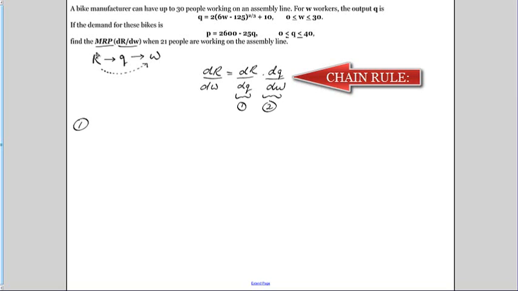For the first one, we need the revenue. Revenue is equal to price times quantity, and we're given the demand, P, so we'll multiply it by Q. So therefore, the derivative, dR/dQ, is 2,600 minus 50Q.